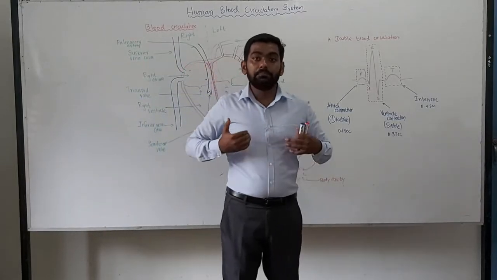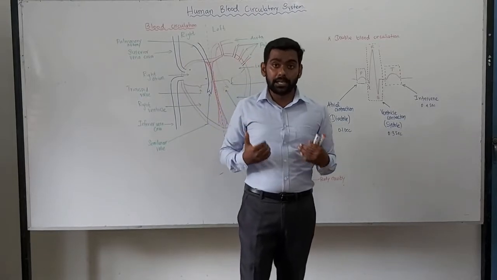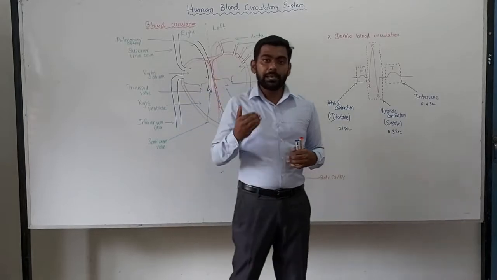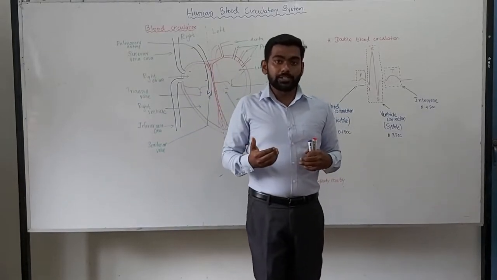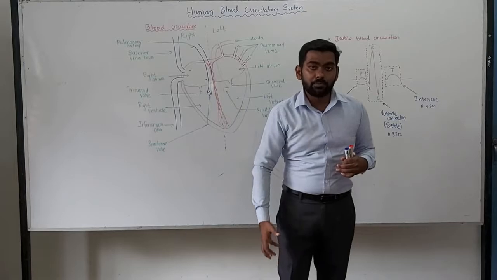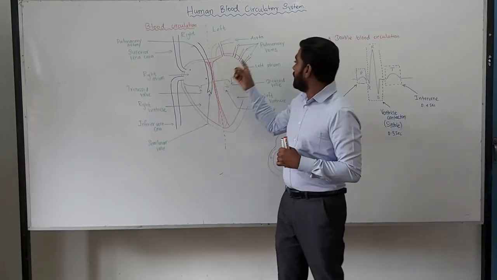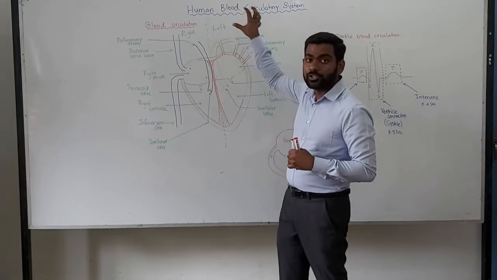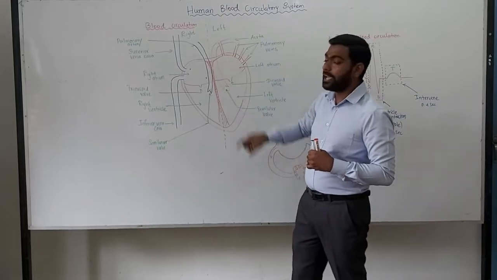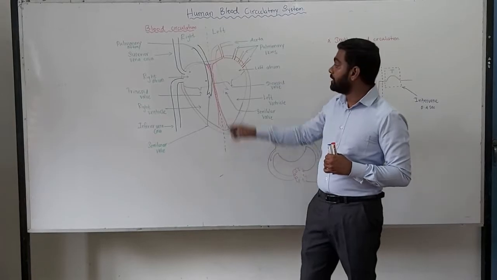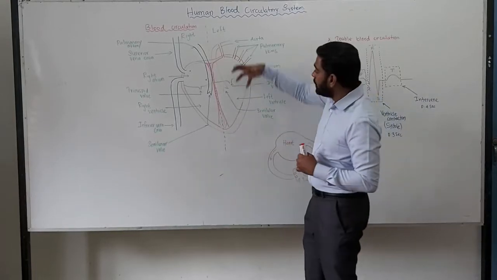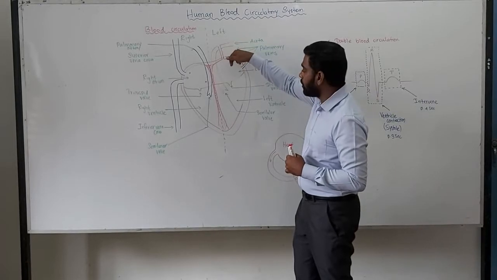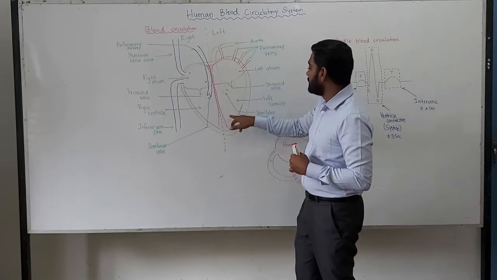Arteries means the blood vessels that bring the blood from the heart to the different organs. At the same time, the veins are bringing the blood from the body organs to the heart. So the pulmonary veins are bringing the blood from the lungs to the heart, that means the left atrium of the heart, and it is oxygenated. Now the left atrium contracts and pumps the oxygenated blood into the left ventricle.